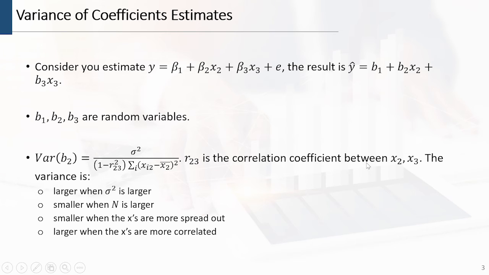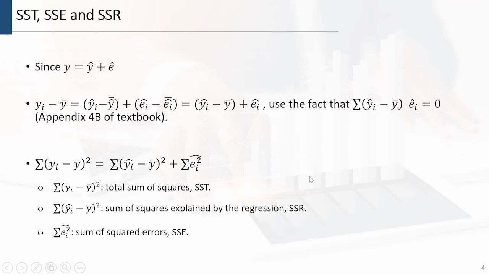So when there's collinearity, it makes the estimation so noisy that you just cannot do the estimation at all. So basically, the key message here is that the estimator of beta 2, the estimator B2, tends to be less accurate when the independent variables are more correlated. Okay, and after that, we also want to introduce the concept of R-square.